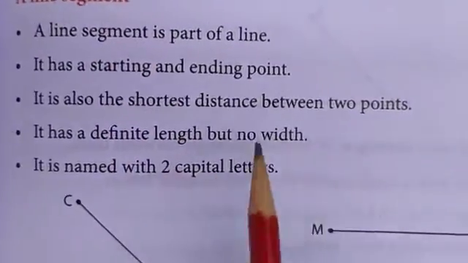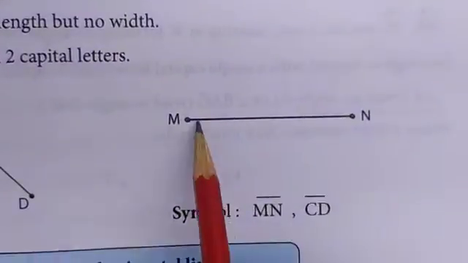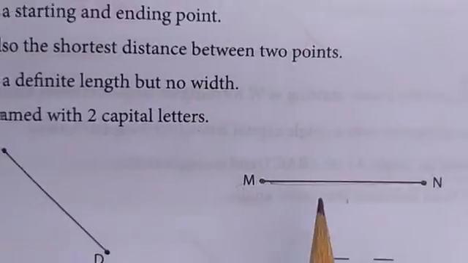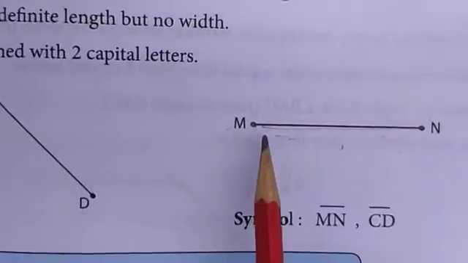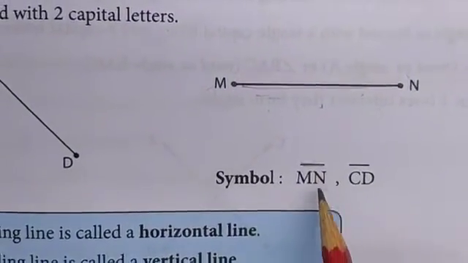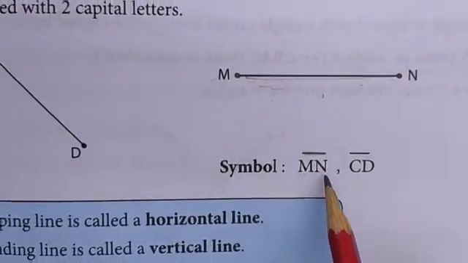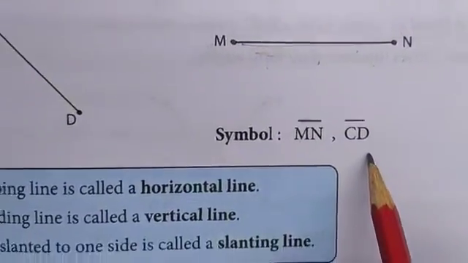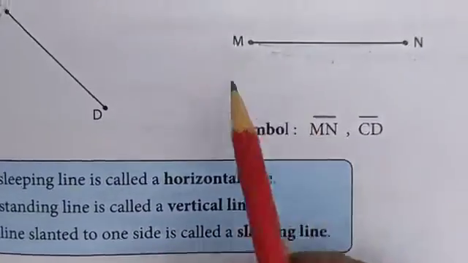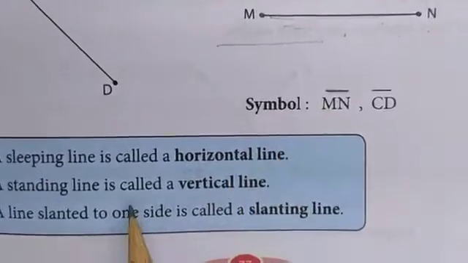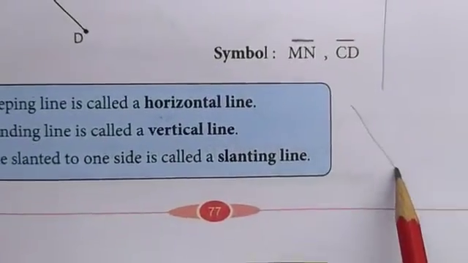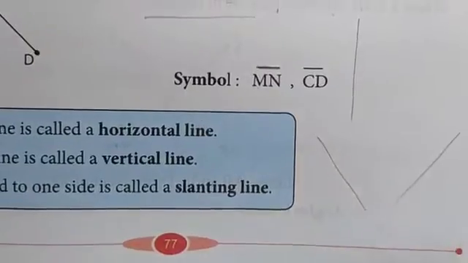Now about the line segment. When two points are joined with a line, it is called a line segment. This has no arrow marks, it is the shortest distance, and it is also denoted with two capital letters. This is the symbol for the line segment, read as line segment MN, line segment CD. A sleeping line is called a horizontal line. A standing line is called a vertical line. And these slanting lines, drawn like this, are called slanting lines.